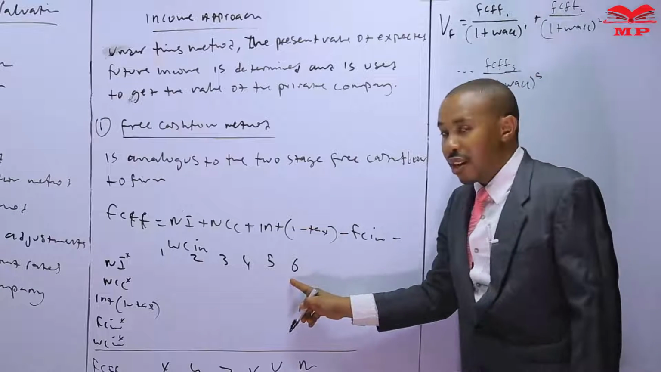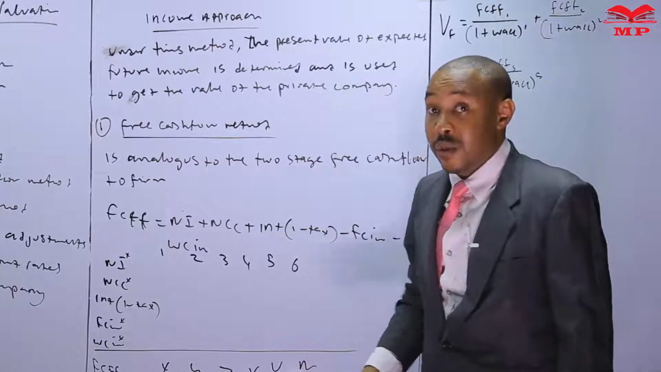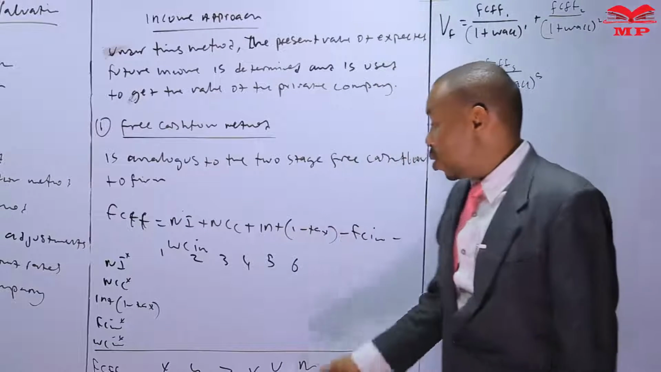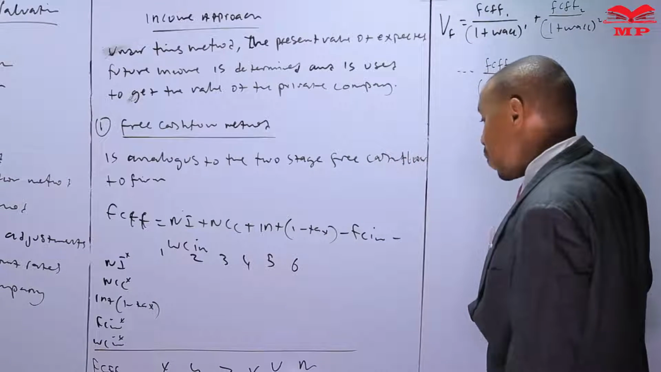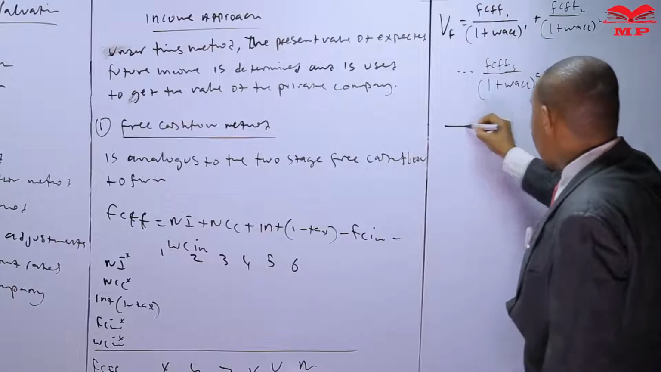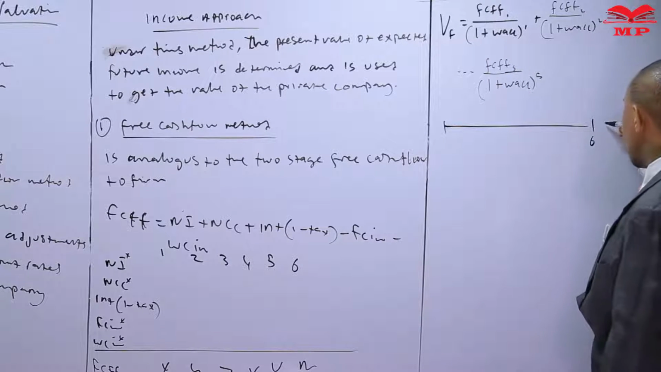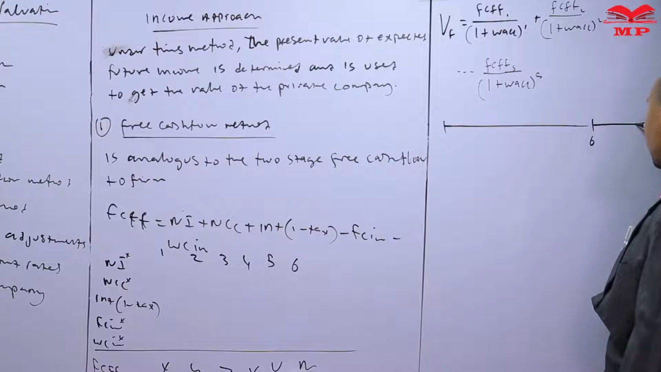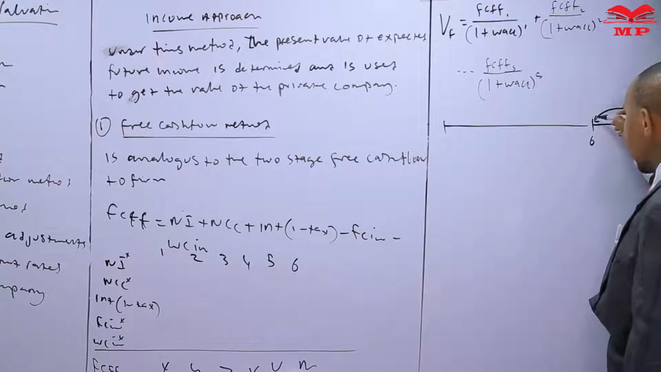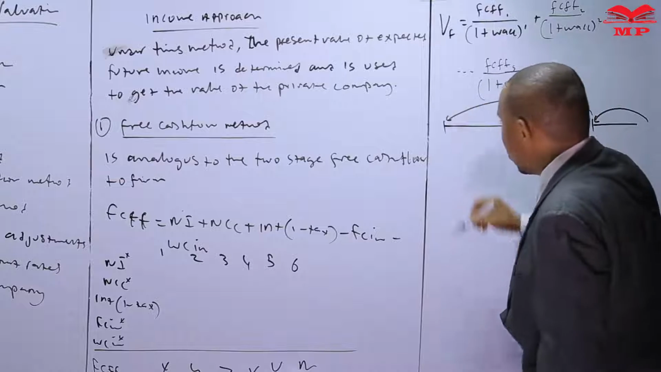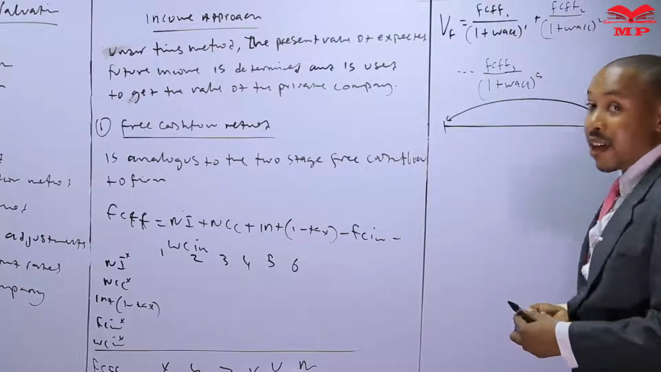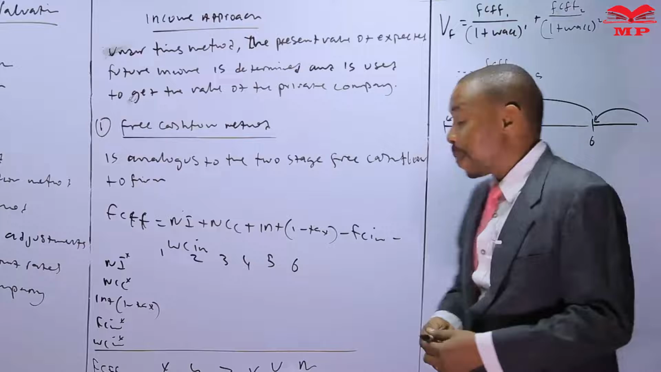However, from year 6, we need to compute the terminal value. The terminal value is important because we need to discount it. At the end of year 5, we discount it back to year 5, and then back again to year 0, so that we can see the estimate of free cash flow to firm.